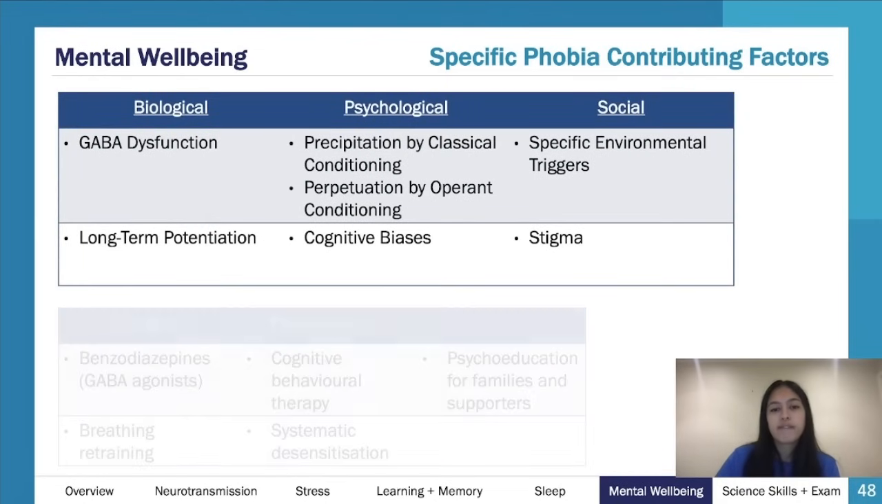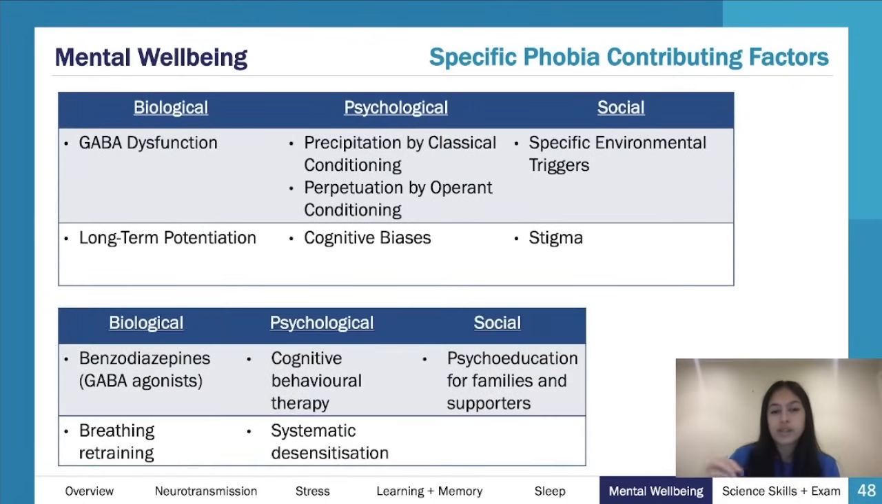So this is very, very, very important. Obviously there's a lot of terms here, be on top of them. The way that I remembered them was I would think about how they match up. So you've got your GABA dysfunction that matches up with your GABA agonists. You've got your stigma that matches up with psychoeducation. Like you've got your cognitive biases that can pair up with CBT, that sort of thing.